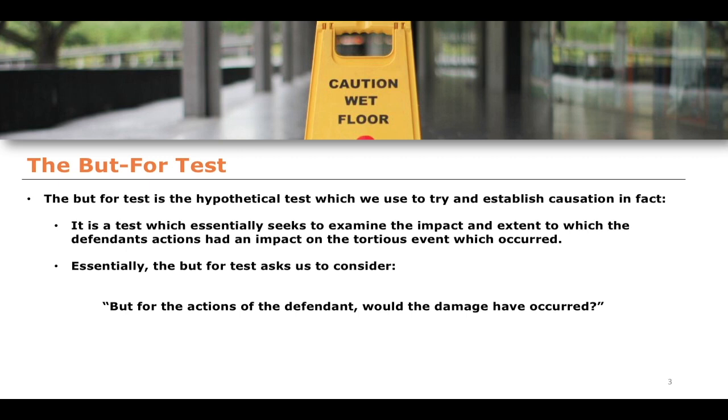We're essentially asking the question: if the actions of the defendant had not happened, if the defendant had not breached a duty of care, would the damage that was caused to the claimant still have occurred? If the answer is no, if the damage wouldn't have occurred if there wasn't a breach of a duty of care, then this would satisfy the but-for test and establish causation in fact.